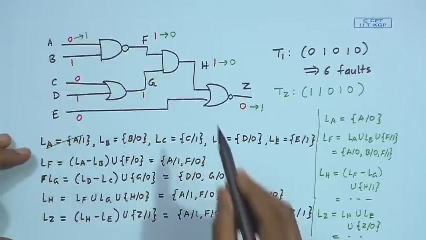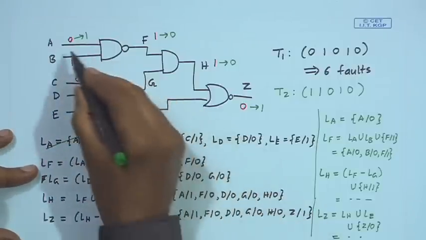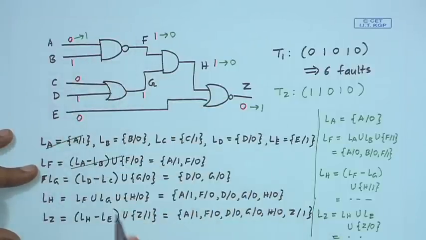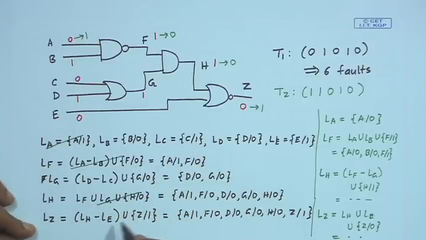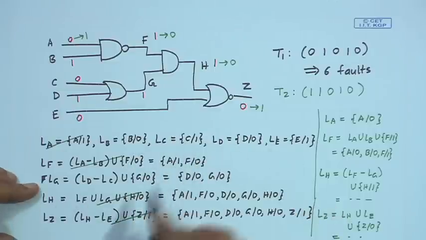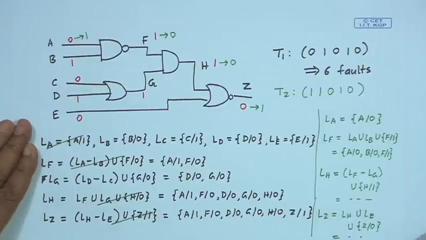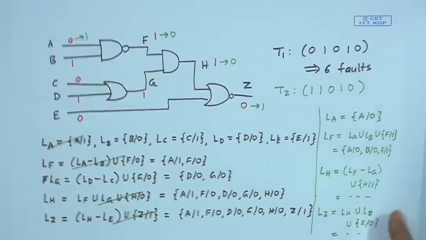So, you see that here you are just recomputing some of the fault lists. LA you are recomputing, LF you are recomputing, then LH you are recomputing, LZ you are recomputing, but some of them you are not touching, they remain the same as the previous one. So, this illustrates event driven simulation, right. We are not simulating the whole circuit, but we are simulating only those parts which are required.